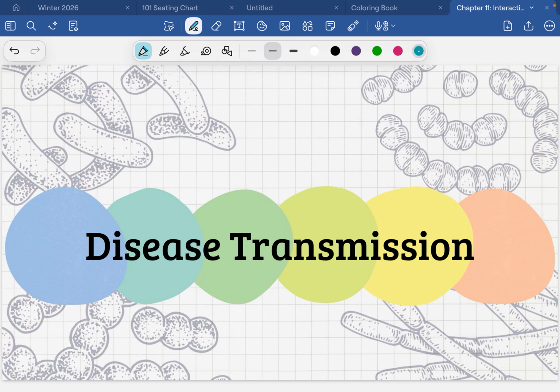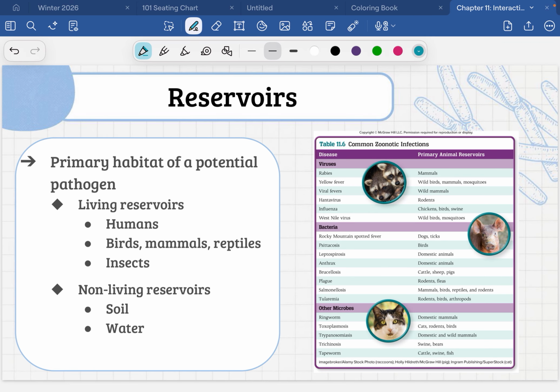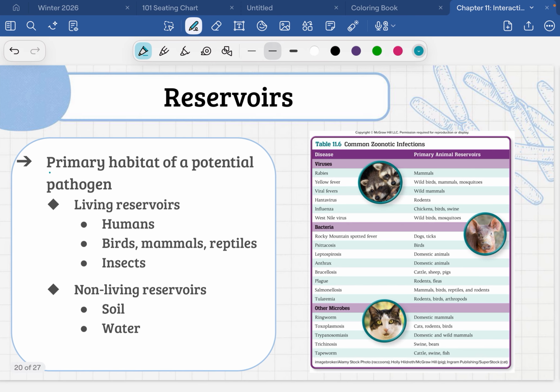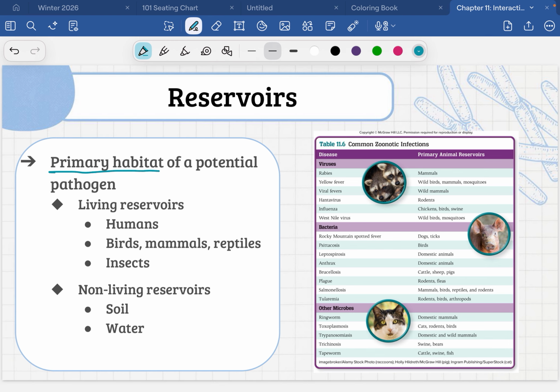And so the first thing we have to talk about is something called a reservoir. A reservoir is the primary habitat of a potential pathogen. So what I mean by primary habitat is it's where it lives the most, where it lives most often. The primary habitat of a potential pathogen. And you can have living reservoirs, non-living reservoirs.